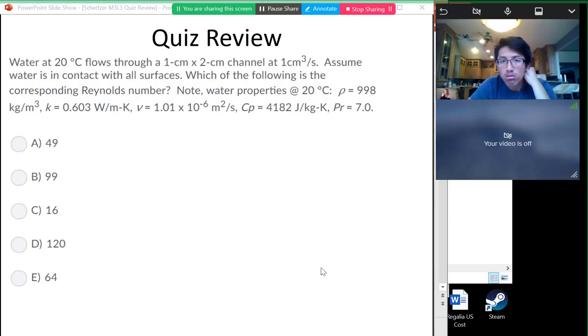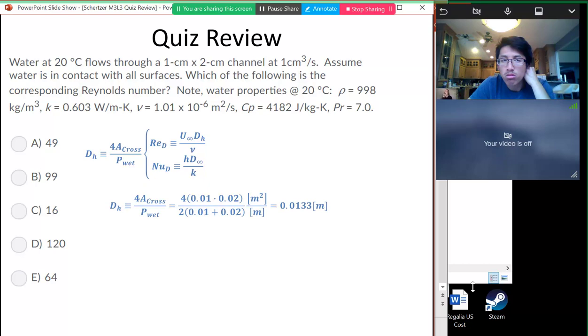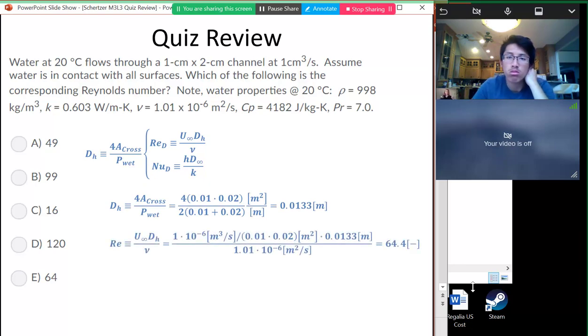So we know that our Reynolds number is given by these equations here. And we know that we can use the hydraulic diameter because it's a cross-section that's a rectangle. So we can put some data in there, and once we have the hydraulic diameter, we can calculate the Reynolds number. And I get a Reynolds number of 64.4, which is one of the answers.